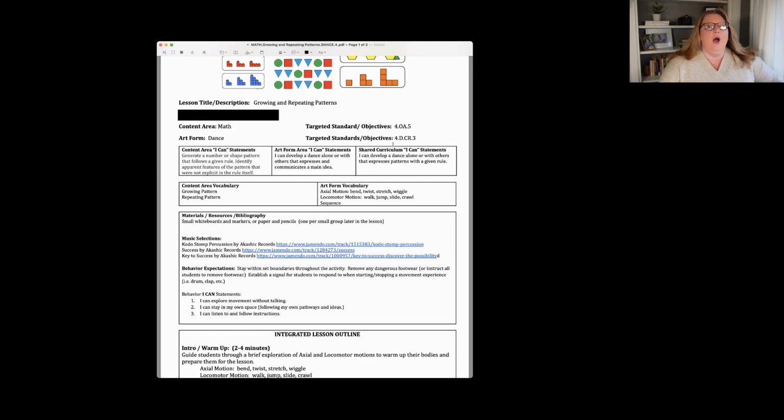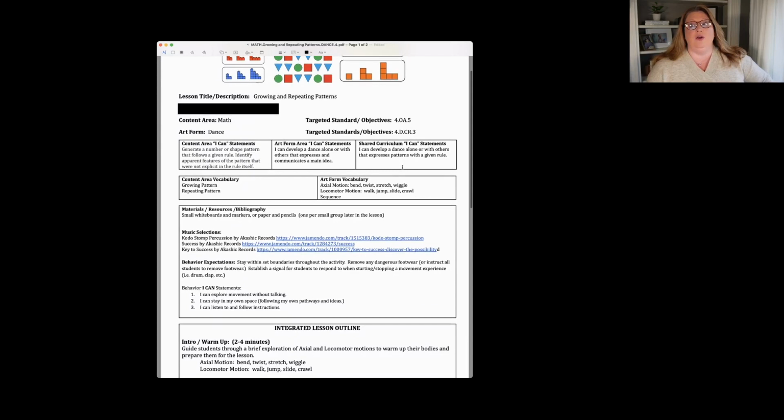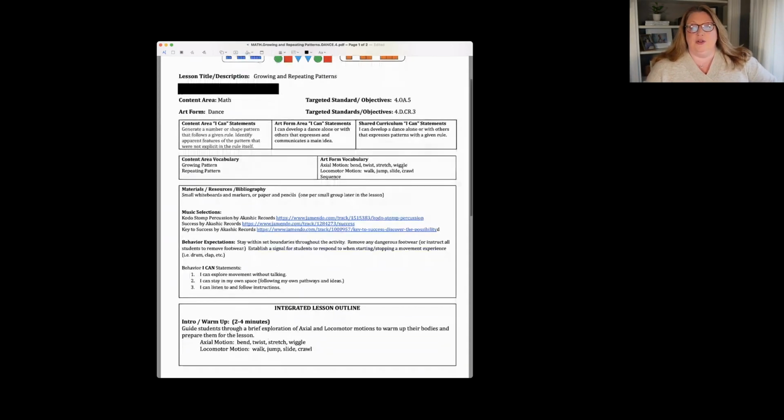Is it the strongest connection? Probably not. But what I loved here was the shared curriculum I can statement: I can develop a dance alone or with others that expresses patterns with a given rule. What I loved about this was that it clarified how those two components will work together in this lesson, what this teacher is hoping to have happen during this lesson. So students are going to create a dance that expresses a pattern that has a given rule. That makes a lot of sense. Okay, so moving on.